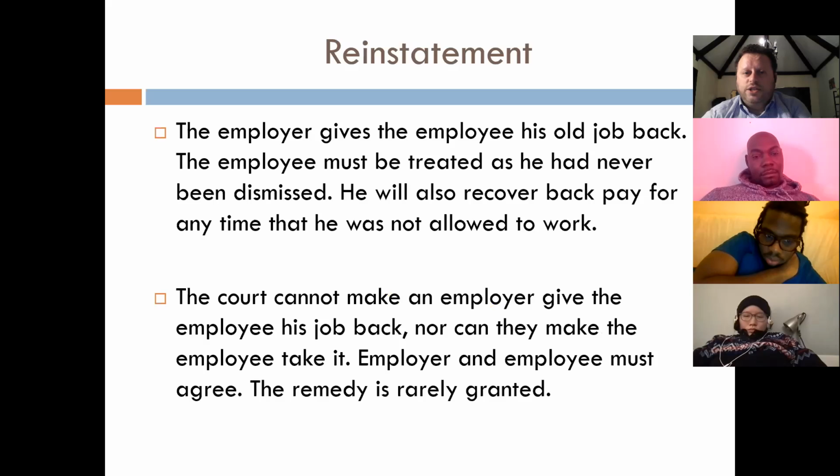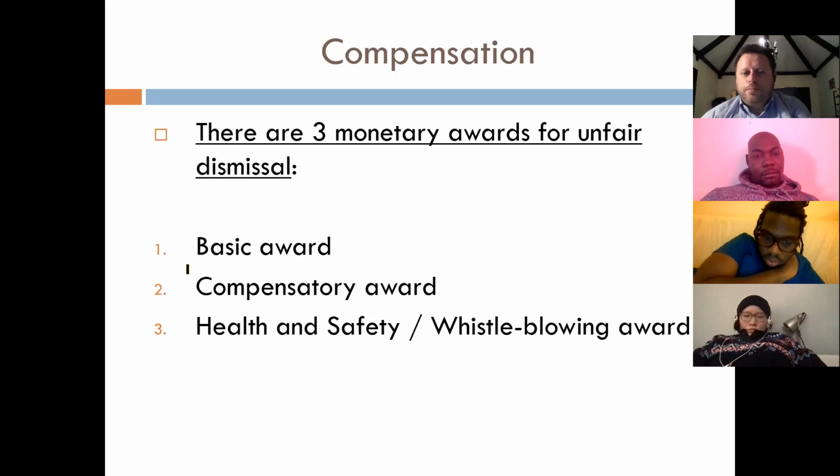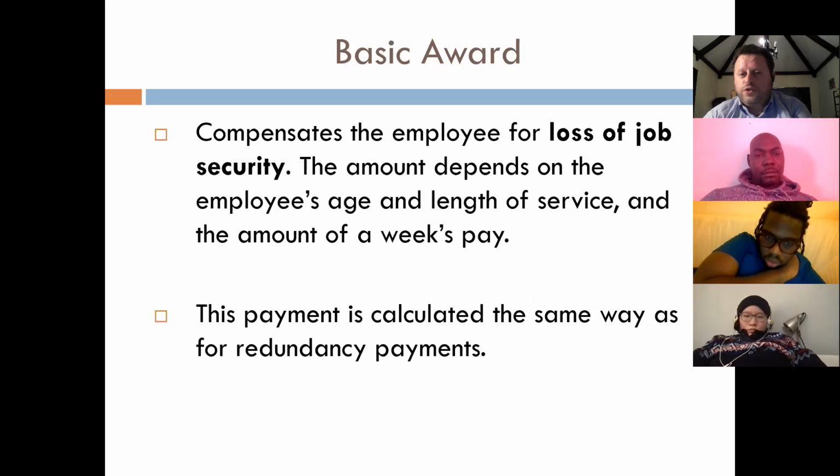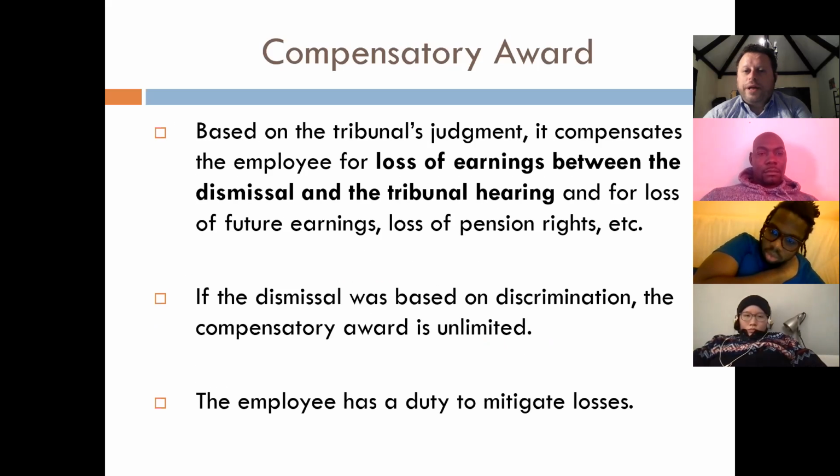So we know there are 3 kinds of money damages. There is the basic, compensatory, and health and safety award. Basic award is just because Mary lost her job. Compensatory award is while you wait to go to court, the time that you lose. And health and safety whistleblowing is not a problem here. But the basic award is your loss of job security. Your compensatory award is waiting to go to court. But of course, you have a duty to mitigate losses. So Mary does need to look for another job.